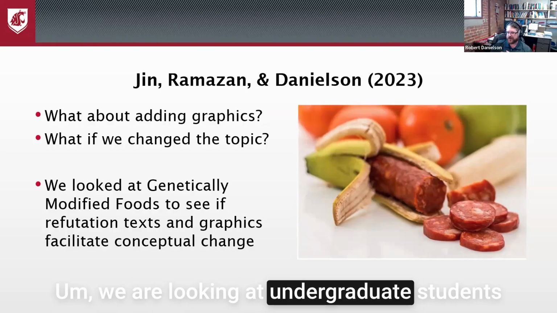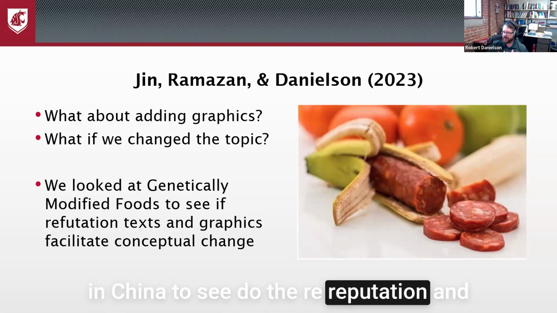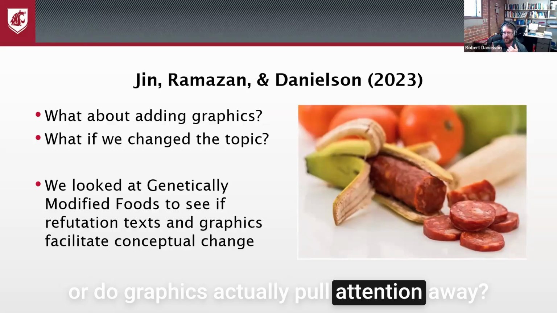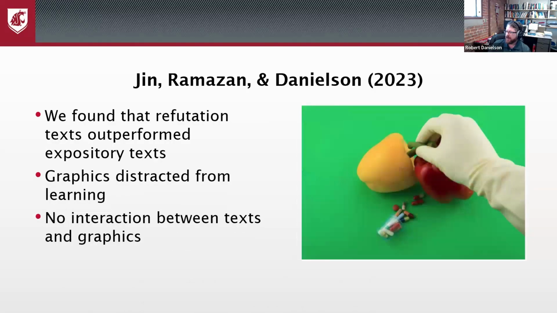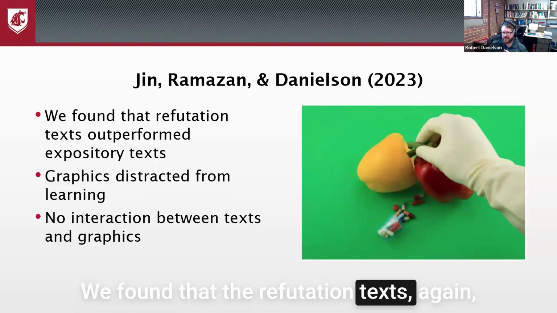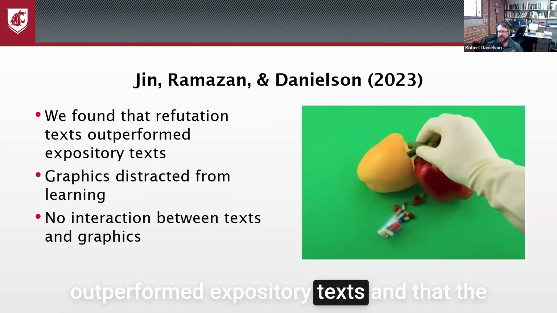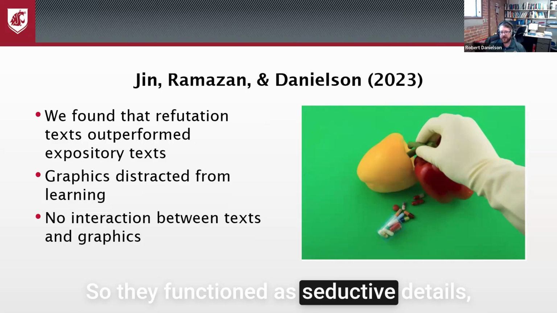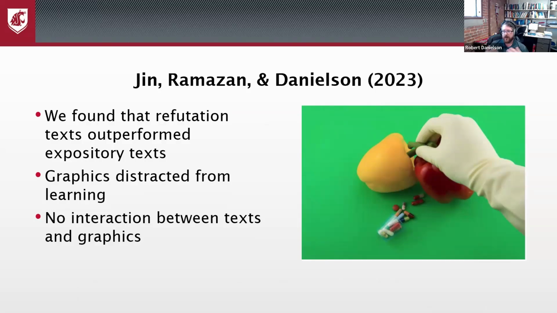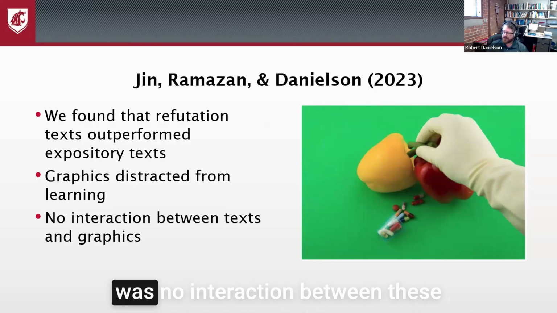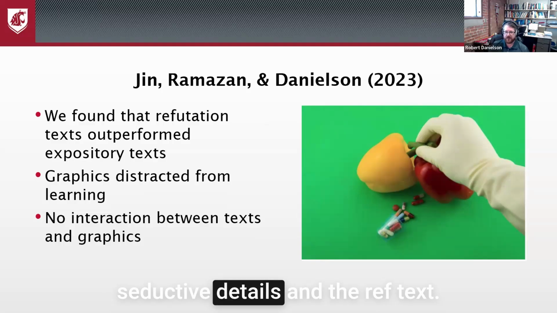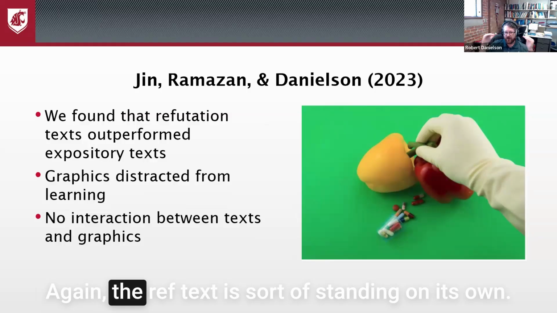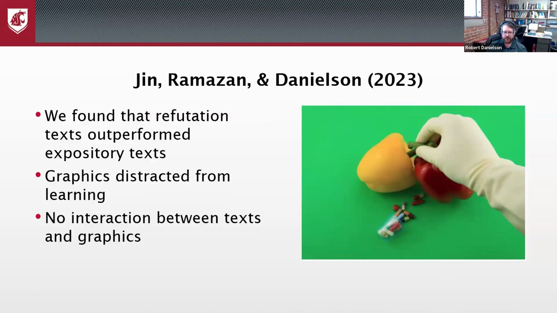We're looking at undergraduate students in China to see, do the refutation and graphics facilitate more conceptual change, or do graphics actually pull attention away? What do these graphics do? We found that the refutation text, again, outperformed expository texts, and that the graphics actually distracted from learning. So they functioned as seductive details, which is kind of what we thought they would, but there was no interaction between these seductive details and the ref text. It didn't hurt the ref text, it didn't help the ref text. Again, the ref text is sort of standing on its own.